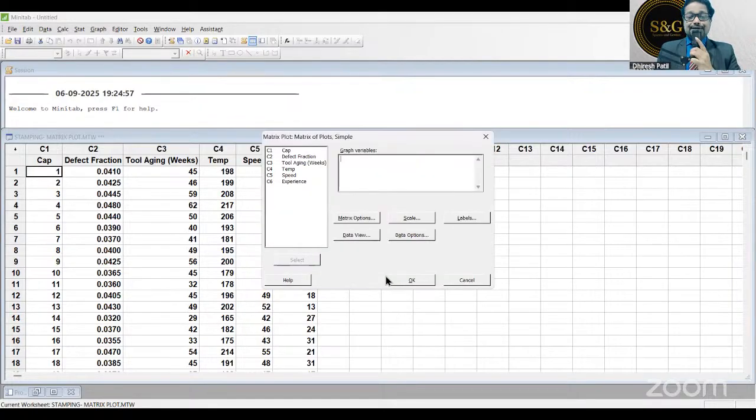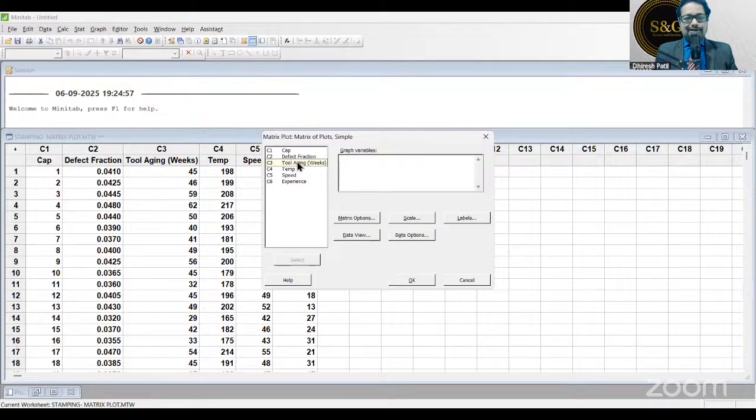Here, what you need to do is, in the graph variables, just try to understand this. How do you select it? You need to select x1, then x2, then x3, then x4, and then y. In this sequence, you have to select this. Clear, everybody? While selecting the graph variables, you have to keep this sequence in mind. First x1, x2, x3, x4, and then you have to select y.